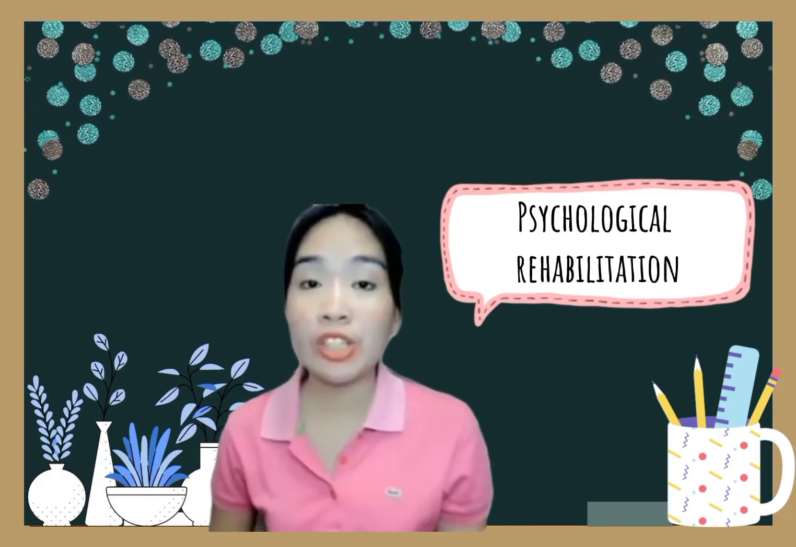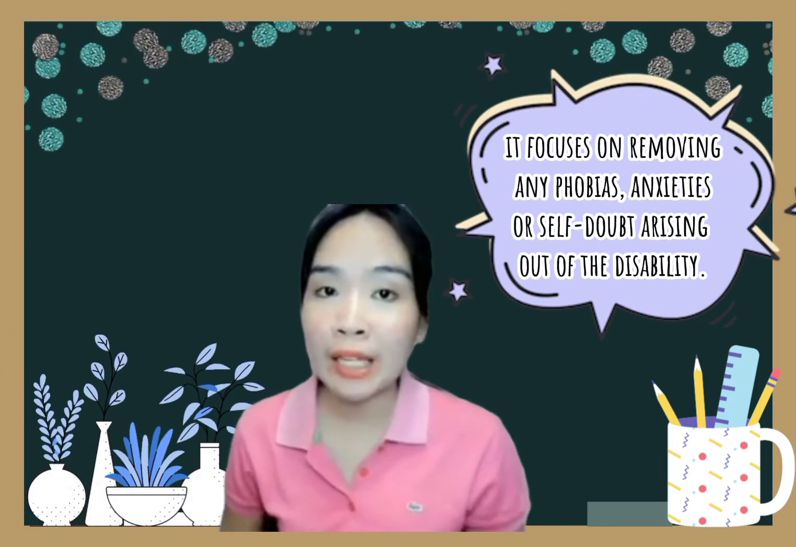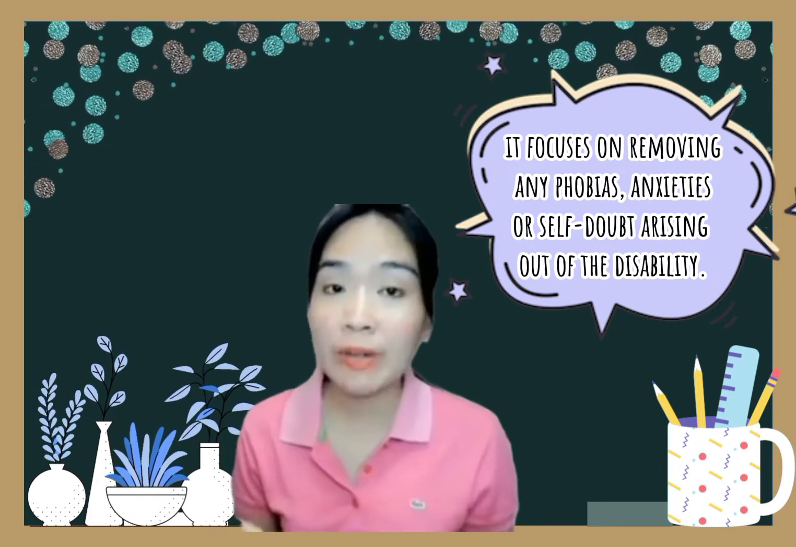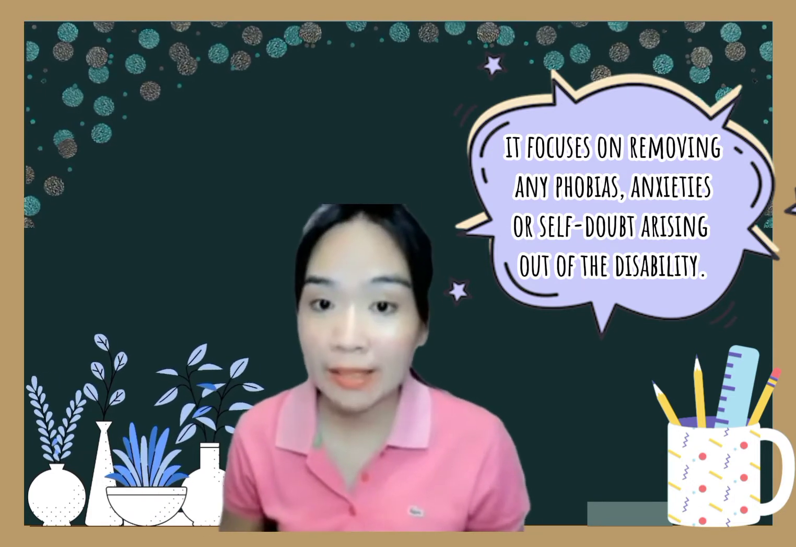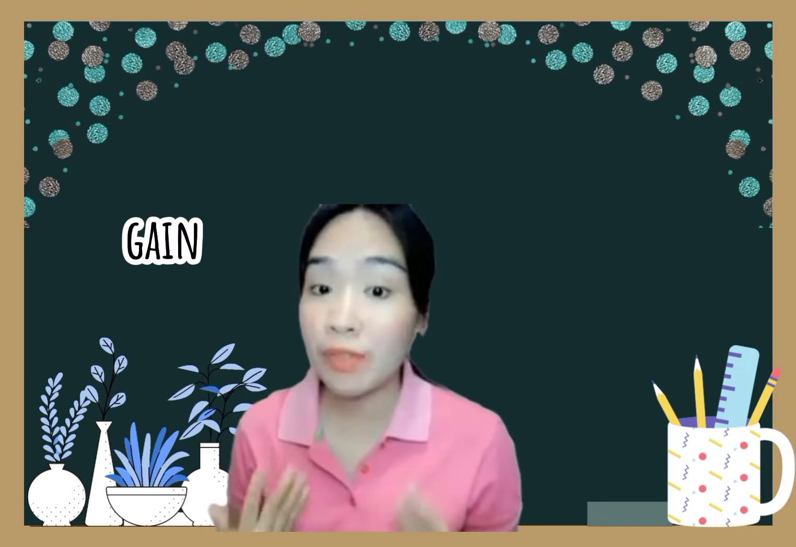The next type of rehabilitation is the psychological rehabilitation. It focuses on removing any phobias, anxieties, or self-doubt arising out of the disability. This rehabilitation can help the disabled person to gain confidence. This work is normally accomplished by psychologists or counselors.